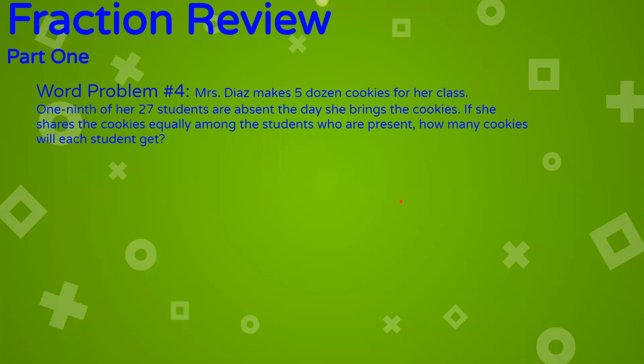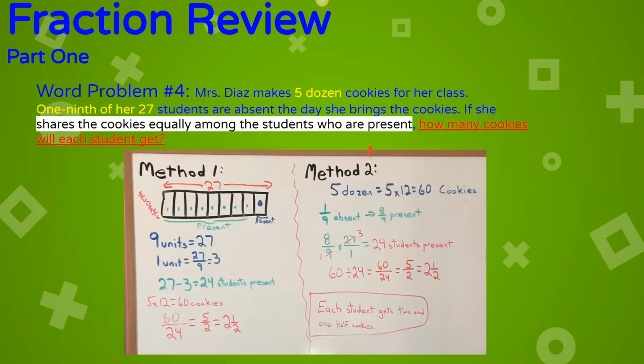All right, welcome back. Let's take a look at our problem and a couple of solutions. Okay, let's find out again, what were we being asked? How many cookies will each student get? And we know that she wants to share the cookies equally among the students who are present. So what else do we know? Well, we know she made 5 dozen cookies for the entire class, but we also know that 1/9 of her students are absent the day she brought the cookies. So now we have to figure out how many cookies each student got who was present.